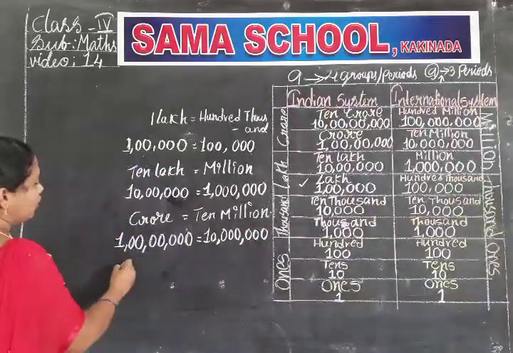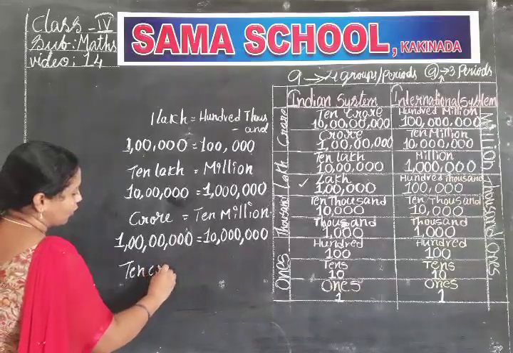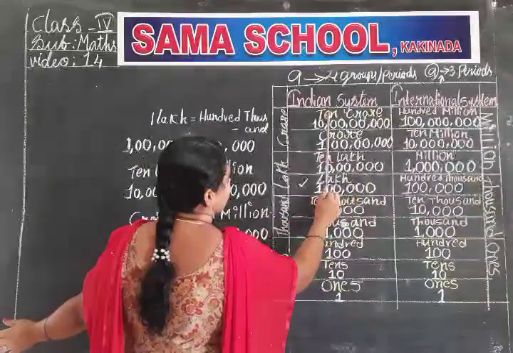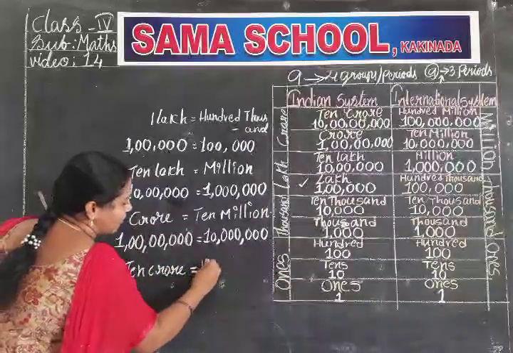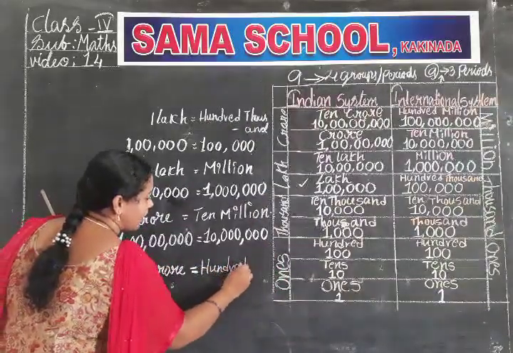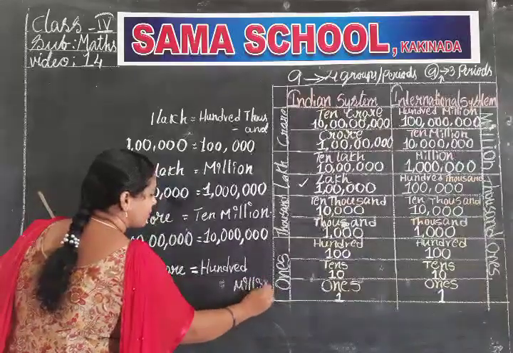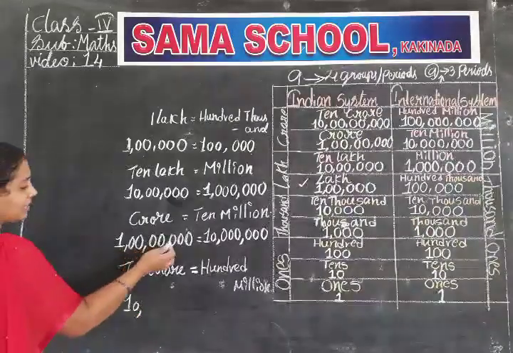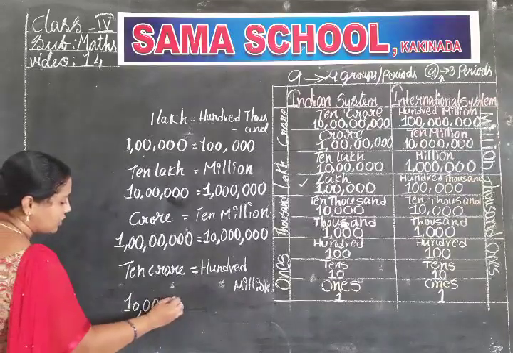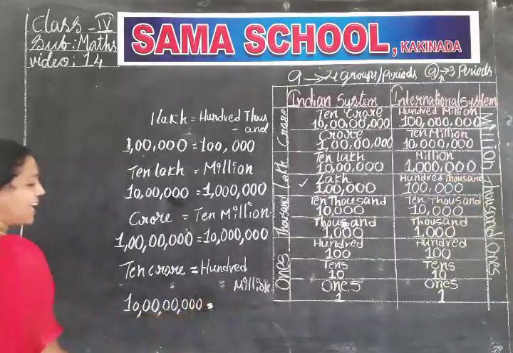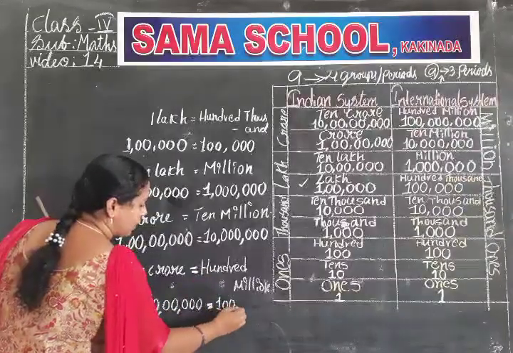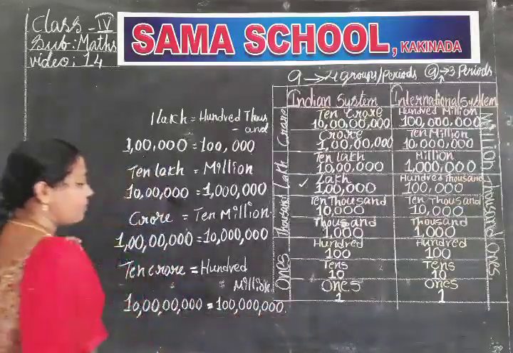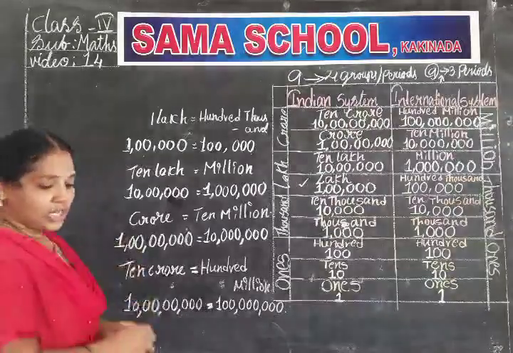Next, coming to 10 crore. 10 crore equals, in the international system, 100 million. These are the similarities. Let us see the value of 10 crore. 10 crore, I already said: how many zeros do we get? Yes, 7 zeros. 100 million: simply write 100, then put a comma. Million means how many zeros do we get? Yes, 6 zeros. Okay, do you understand, children?